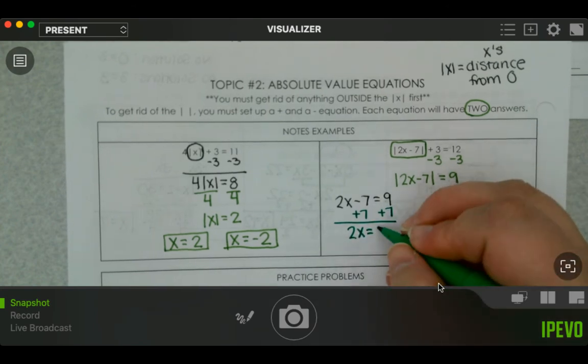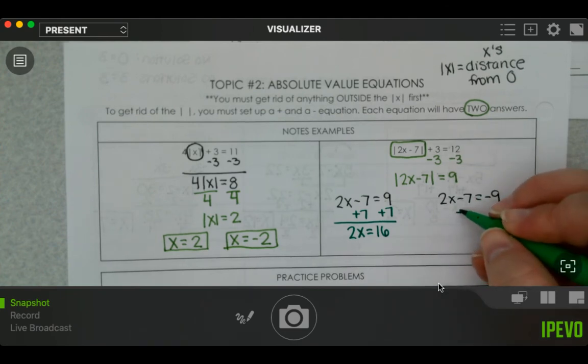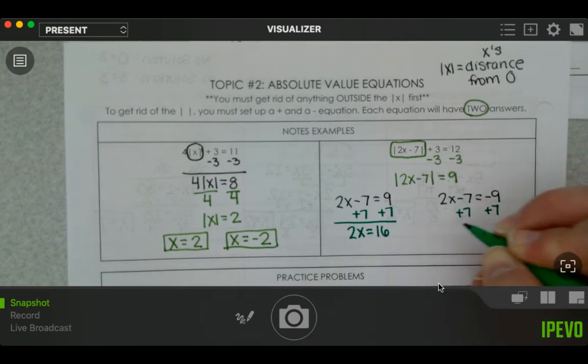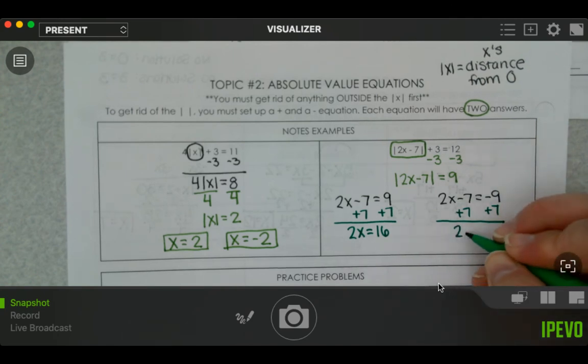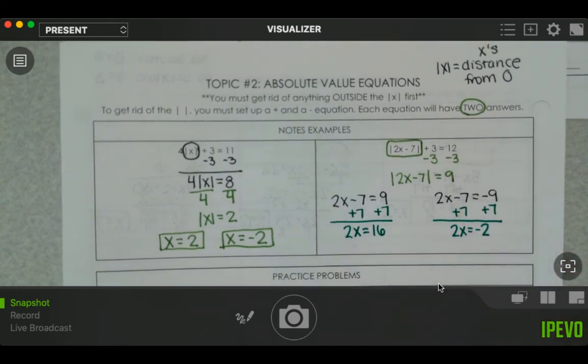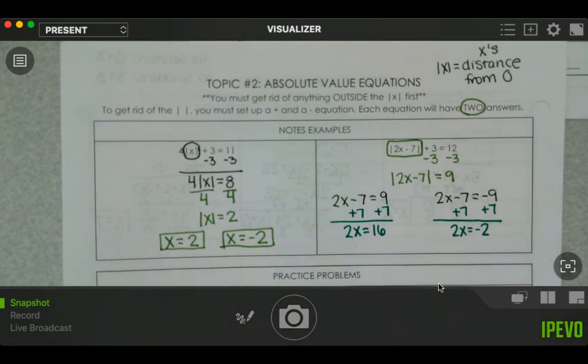9 plus 7 is 16. And you're going to do the same thing over here. You're going to add 7 to both sides. The only difference is it's negative 9 plus 7. And negative 9 plus 7 is negative 2 instead of 16. So the only thing that's changing is this side. And then I need to divide everything by 2.